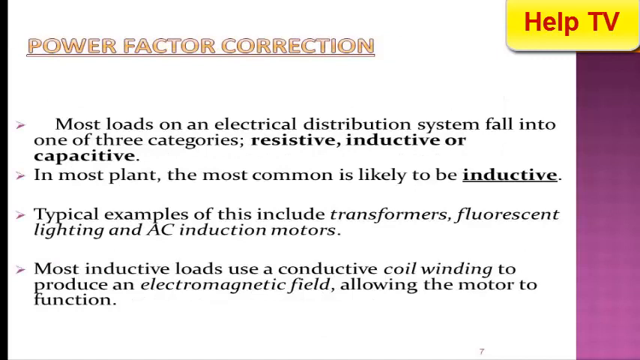Power factor correction. Most loads on an electrical distribution system fall into one of three categories: resistive, inductive or capacitive. In most plants, the most common is likely to be inductive. Typical examples of this include transformers, fluorescent lighting and AC induction motors. Most inductive loads use a conductive coil winding to produce an electromagnetic field, allowing the motor to function.